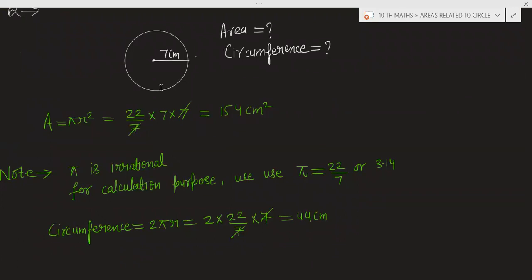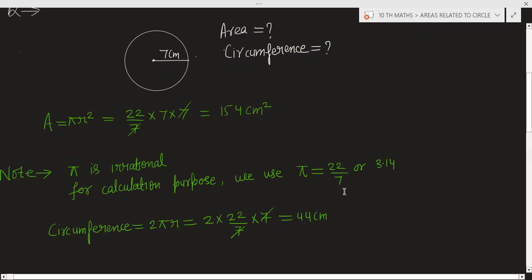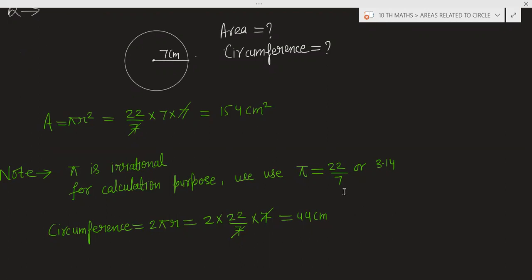Accordingly, we will take the value of pi as 22 by 7 or 3.14. Sometimes we take 22 by 7 so that we get the answer easily. Sometimes we take 3.14 so that we get the answer easily. Depending upon the question, we will take the value.